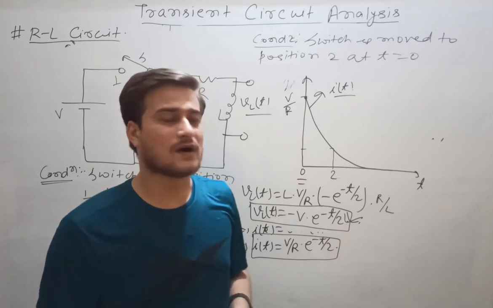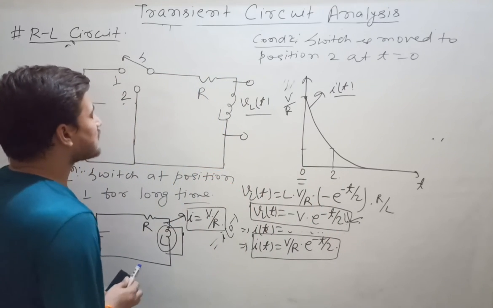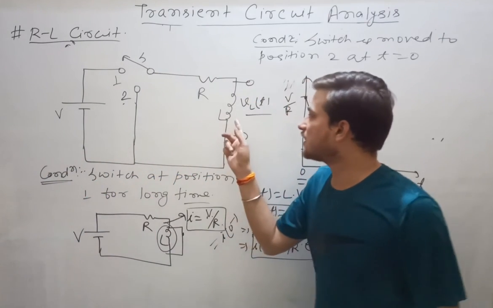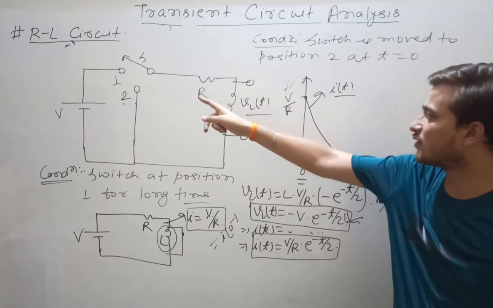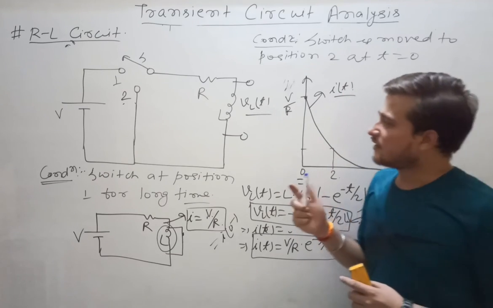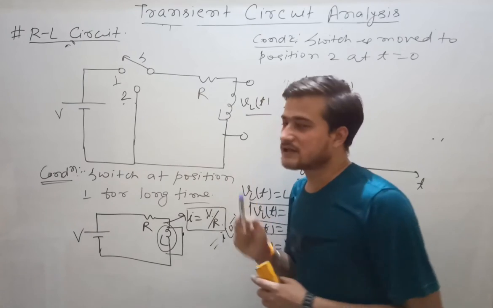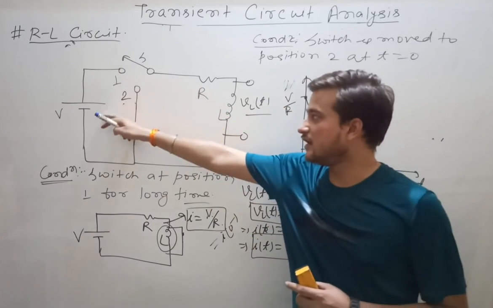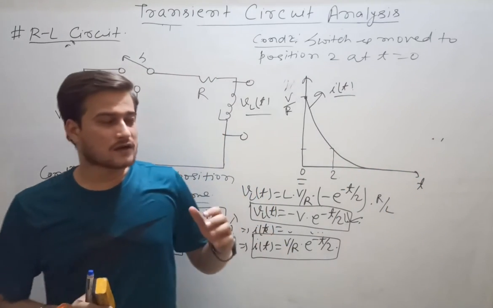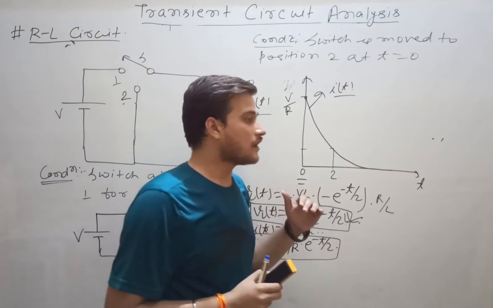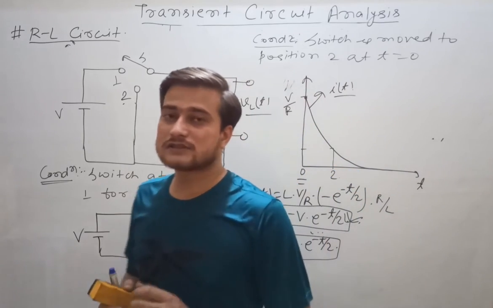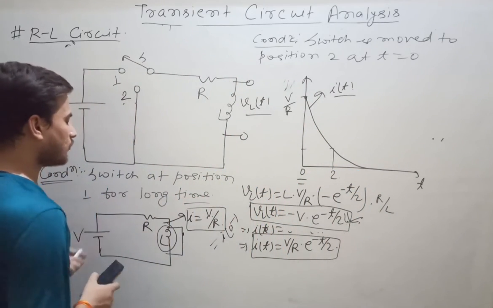Minus V means here the direction has been changed. That means the direction of voltage has been changed when the switch has been moved from position 1 to 2. So what does it mean? It means that when the inductor starts discharging, having been charging in position 1, the voltage across the inductor is reversed. So very important point. Write it, note it.